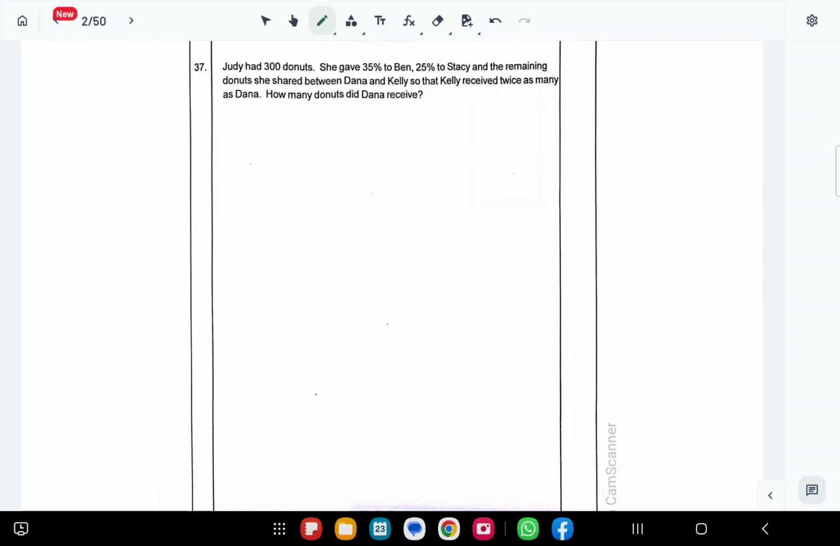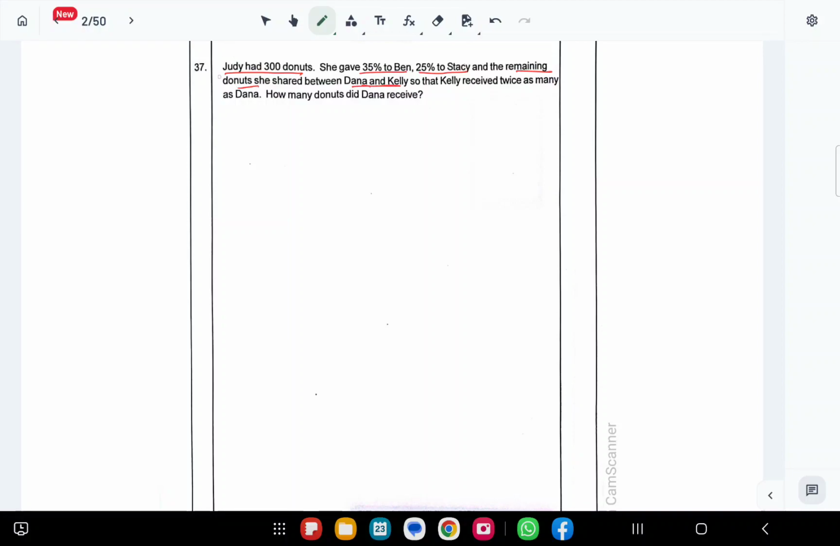So based on this question, we know we have a part here with unequal sharing between Dana and Kelly. And then it spoke about the remaining donuts being shared. So first now, reading back from the beginning, they said that Julie had 300 donuts. So the total donuts she had was 300. She gave 35% to Ben, 25% to Stacy, and the remaining donuts was shared between these two.